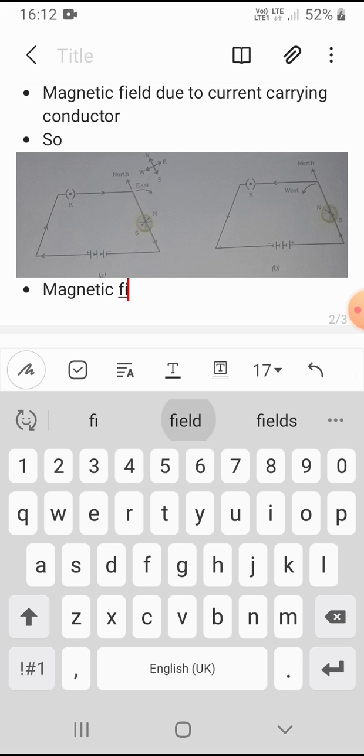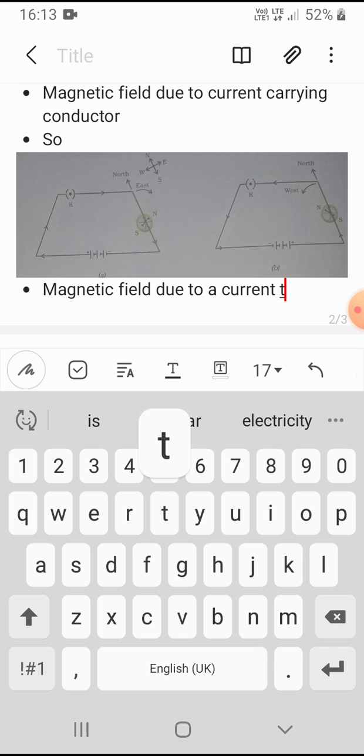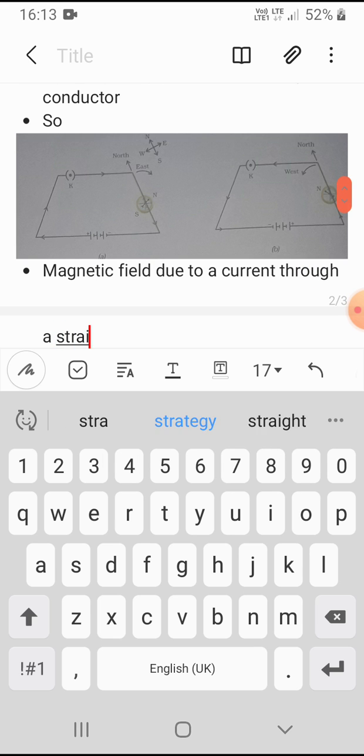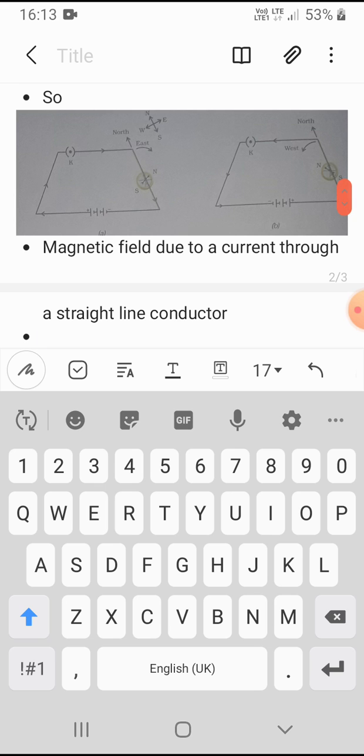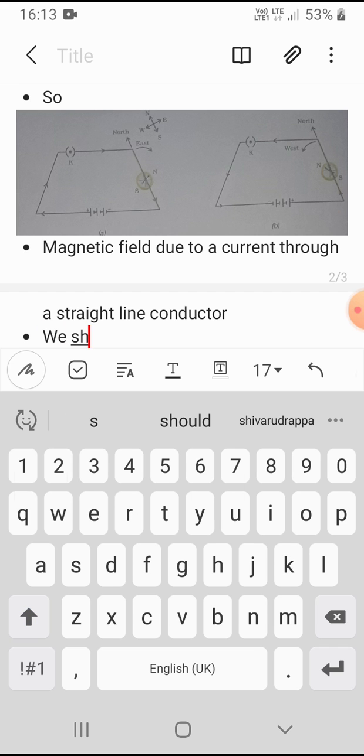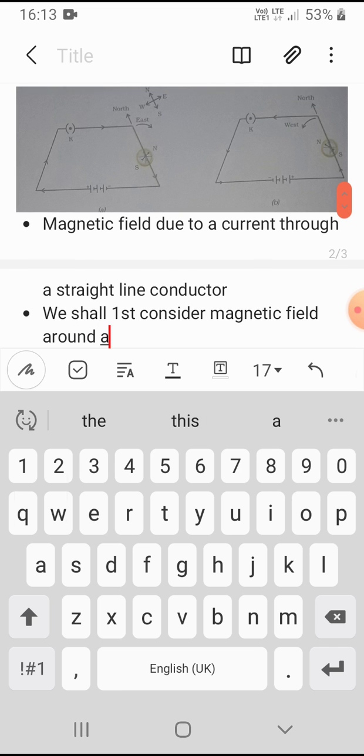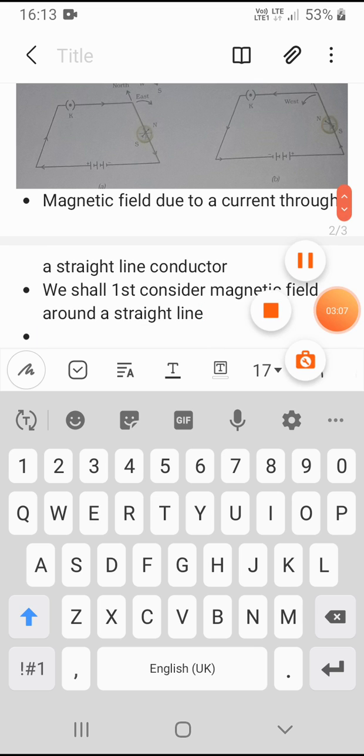The next topic is the magnetic field due to a current through a straight conductor. We shall first consider the magnetic field around a straight wire. Here also is an image showing a pattern of concentric circles indicating the magnetic field.